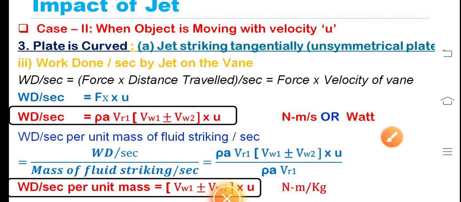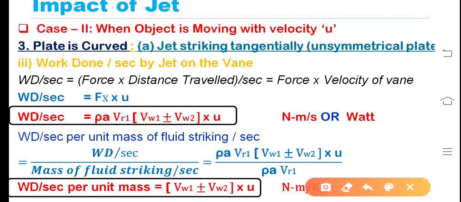After finding out the force, what is our work left with? We are required to find out the work done per second by the jet on the vane. Work done per second is force in the x direction multiplied by distance traveled per second, that is nothing but velocity of vane. Work done per second is equal to Fx times the velocity of vane, which is u because it is moving with velocity u. Work done per second is equal to rho A VR1 whole multiplied by VW1 plus or minus VW2 into U.